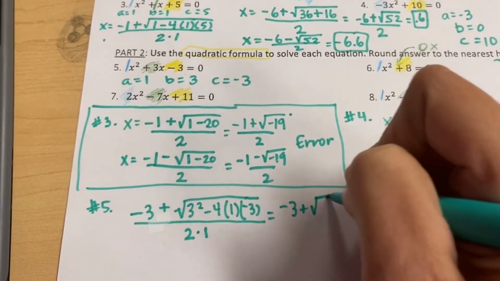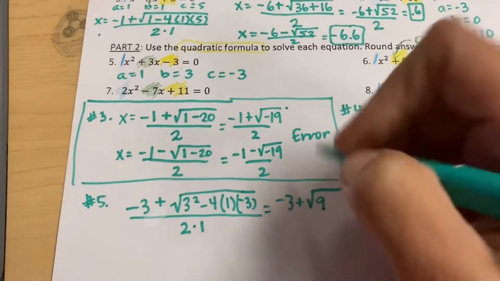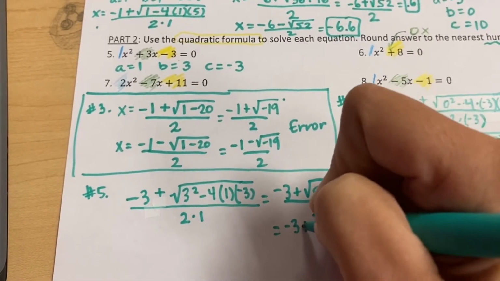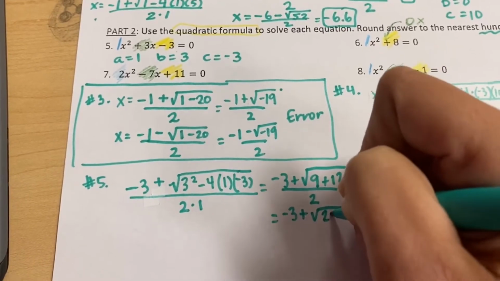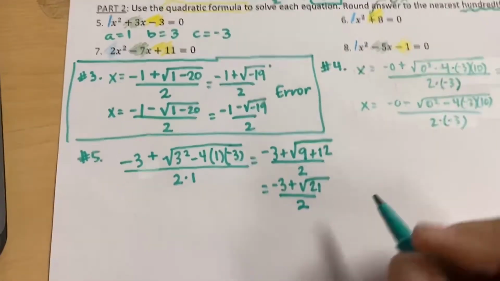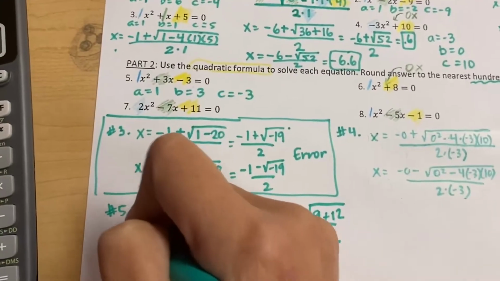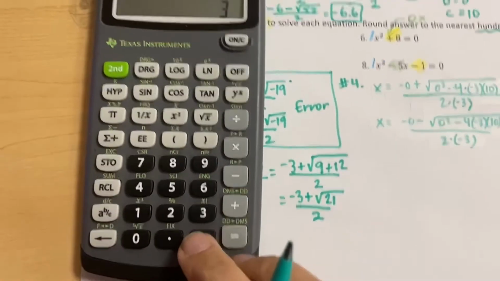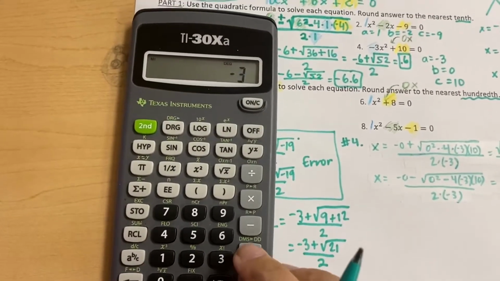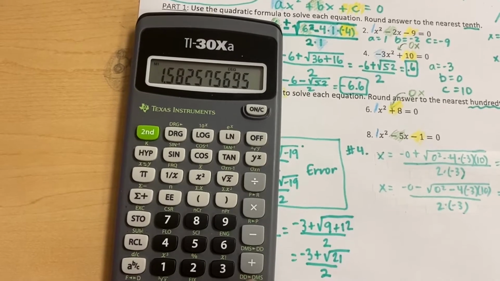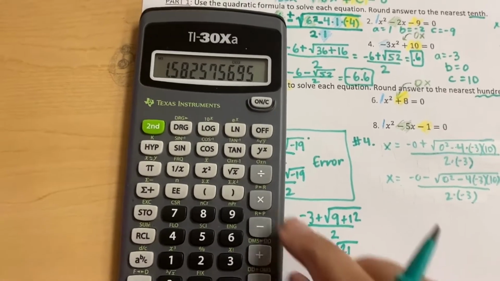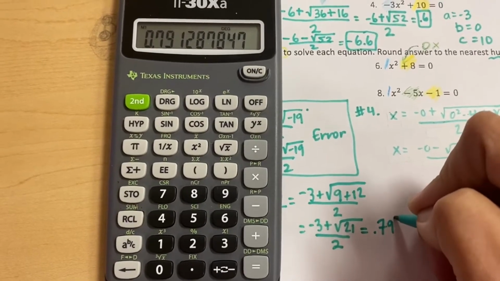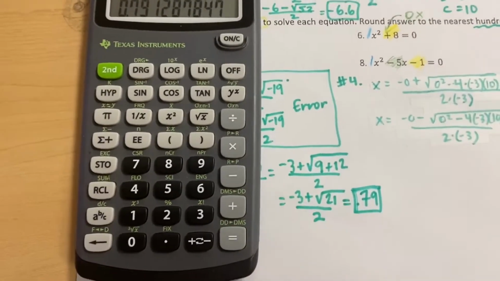-3 plus the square root of 9 plus 12 all over 2. So -3 plus the square root of 21 divided by 2. So let's figure out what this is in the calculator, and this is what x is equal to. So -3 plus the square root of 21 equals 1.5 in the numerator, and we divide by 2, we get 0.79. They told us to take it to the hundredths place.